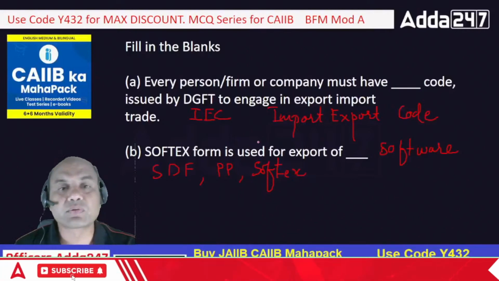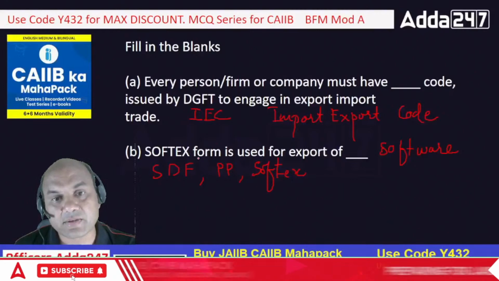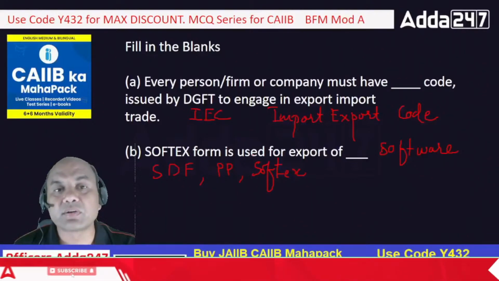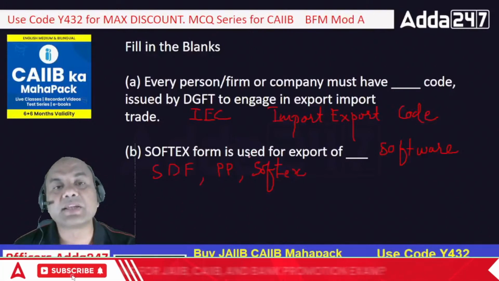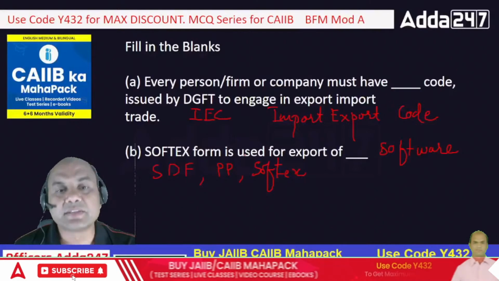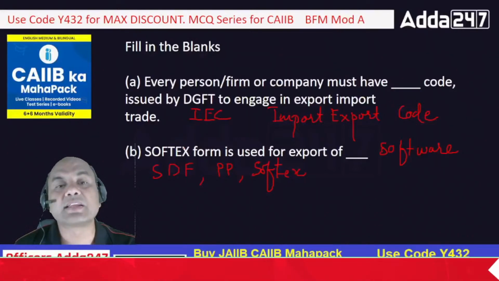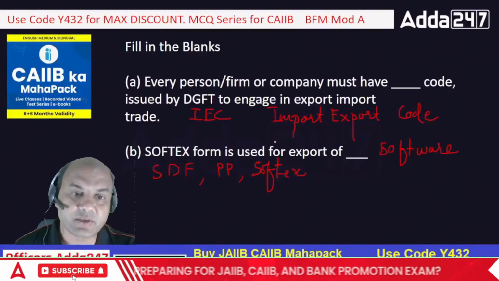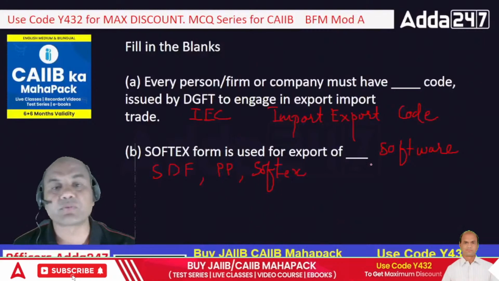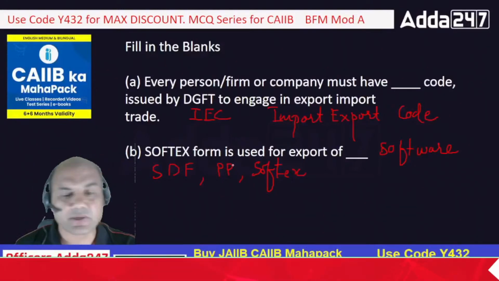So nostro to the bank, the government or the income tax department will track it. If I have the Softex form already declared to the government, or once the money is received I declare that Softex form to the government, then I will be saved. Otherwise it will be considered illegal money received. So the Softex form is used for the export of software. For others, it is SDF and PP, post parcel.